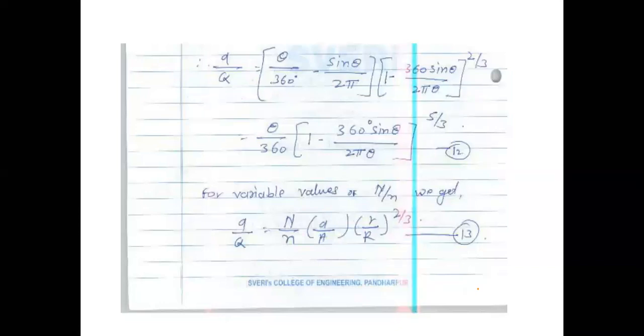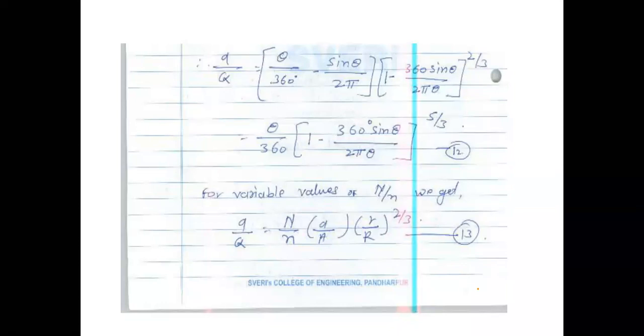Otherwise, you try at your level and then let me know whether you are getting the same equation or not. Theta upon 360 minus sin theta upon 2 pi, another bracket 1 minus 360 sin theta upon 2 pi theta. Solve this equation and check whether you are getting the same equation, that is theta upon 360 into bracket 1 minus 360 sin theta upon 2 pi theta raised to 5 by 3. Please try and then let me know.